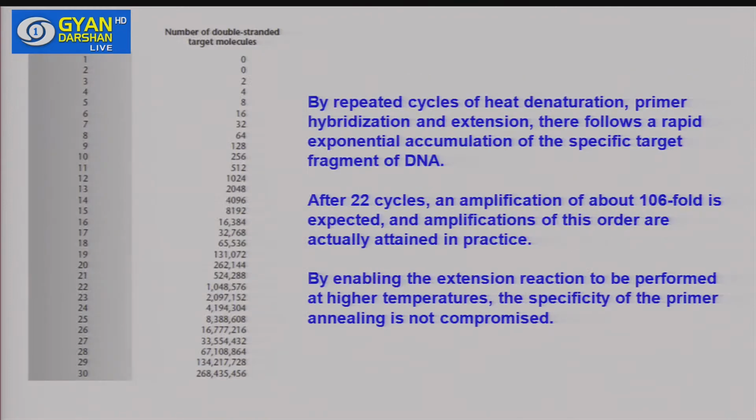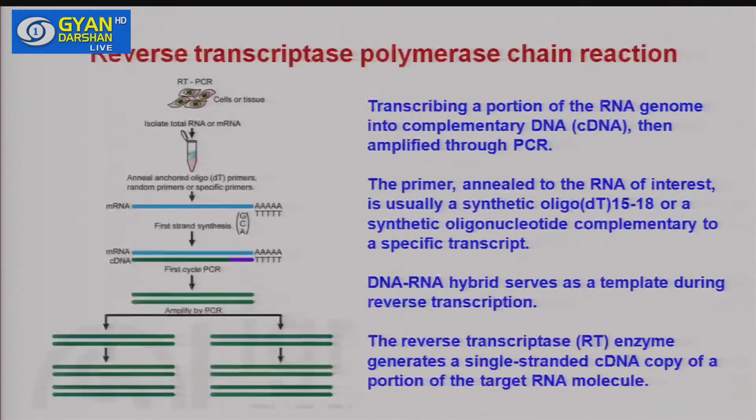And after 22 cycles, there is an amplification of about 10^6-fold. So you can get an amplified gene, and you can use it directly for cloning purposes. That is actually the real advantage of undergoing the PCR reaction. You are amplifying a particular gene so that you can get it in a considerable copy number, and you can clone the gene.